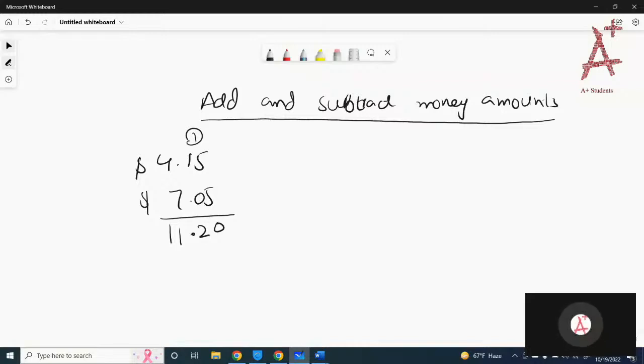Okay, the next one is add 1.06 and 1.93. Got it? So start adding from the ones digit. So 6 plus 3 is 9. 9 plus 0 is 9, and 1 plus 1 is 2. Got it? So it would be 2.99.